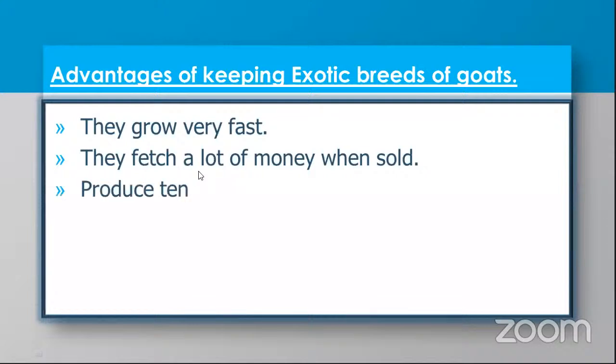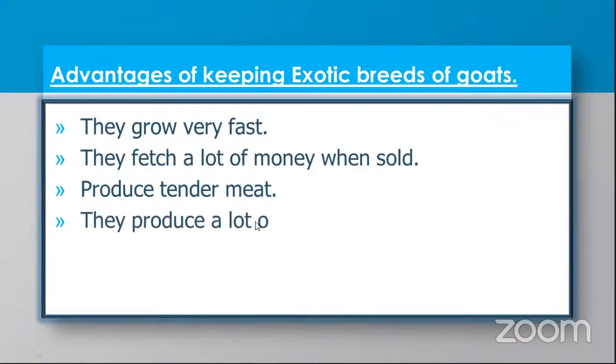They produce tender meat, okay? When I talk about tender meat, that meat is really very good. The beef is very soft, and when you cook, you find it's very delicious. So that is what they are saying here, that they produce tender meat. And also you can talk about that they produce a lot of meat and milk.